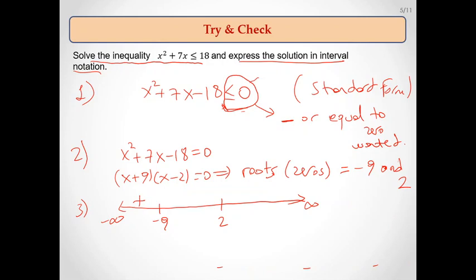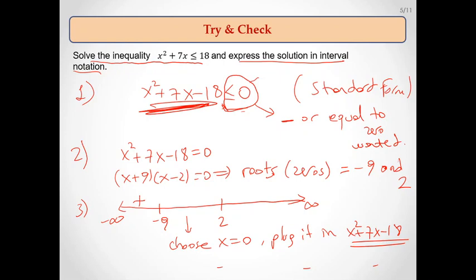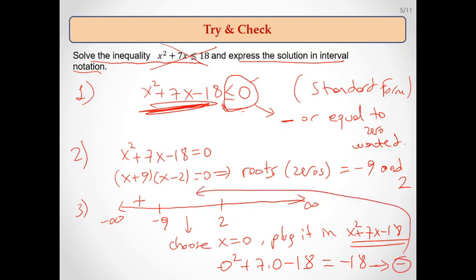And we will repeat the same thing for the other intervals. Choose x equal to 0 and plug it in x squared plus 7x minus 18. Now we're not dealing with the previous one anymore. So 0 squared plus 7 times 0 minus 18 makes negative 18. As you see, we have negative, so you come here and say this is negative.